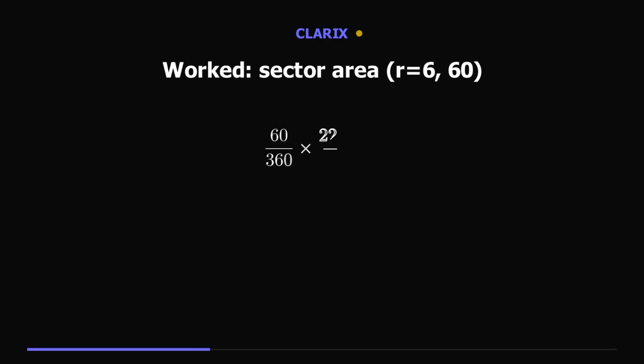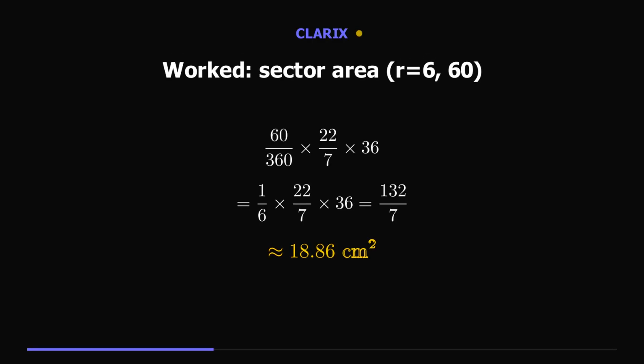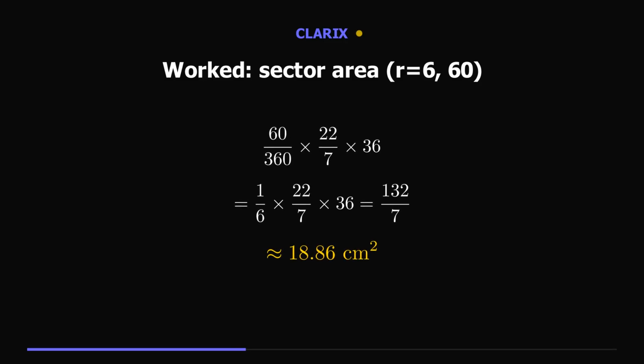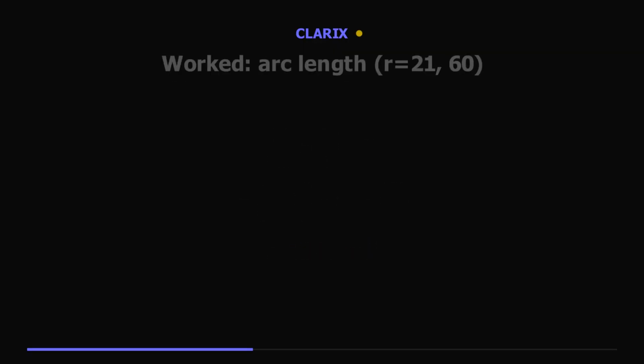Let's compute. A sector of radius 6 and angle 60 degrees, taking pi as 22 over 7. Area is theta over 360 times pi r squared. That's 60 over 360 times 22 over 7 times 36. 60 over 360 is 1/6, so we get 1/6 times 22 over 7 times 36, which is 132 over 7, about 18.9 square centimeters.